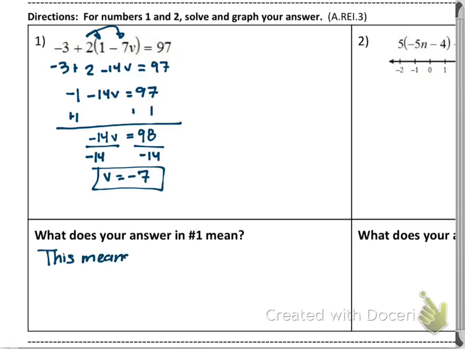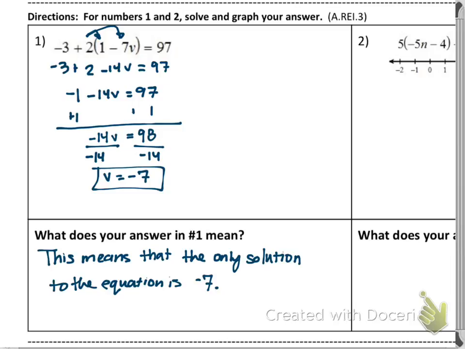What I would put is the following. This means that the only solution to the equation is -7. So the words I'm looking for are, this means that the only solution is -7. So I'm trying to see those words. So what I would suggest you do, look for that.